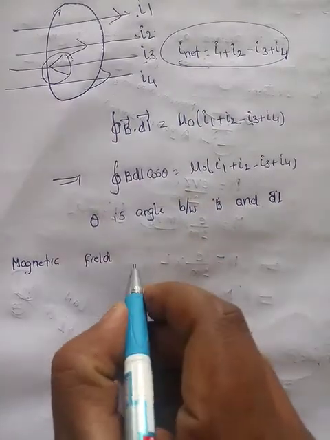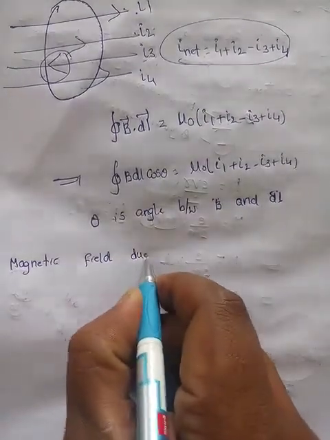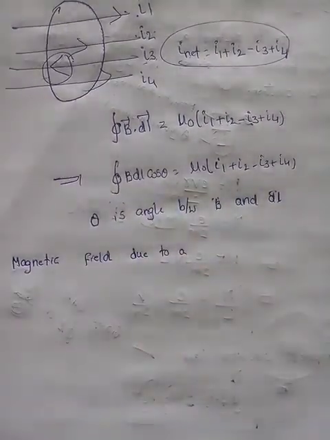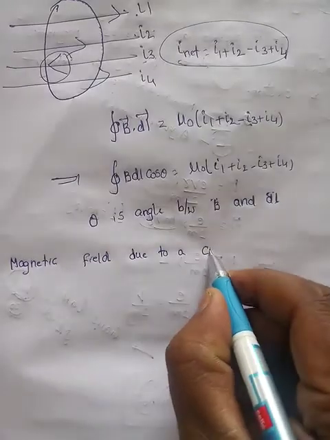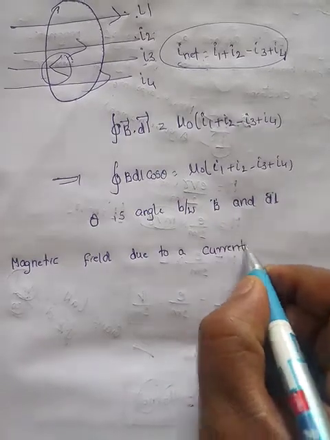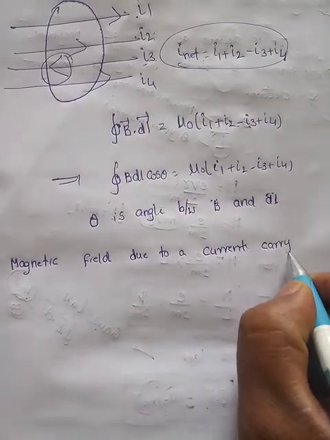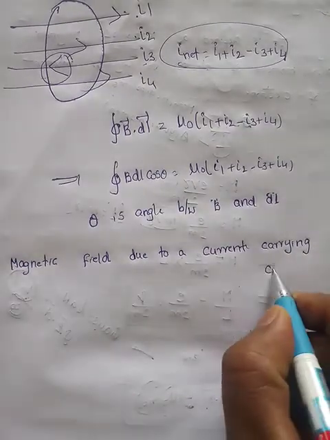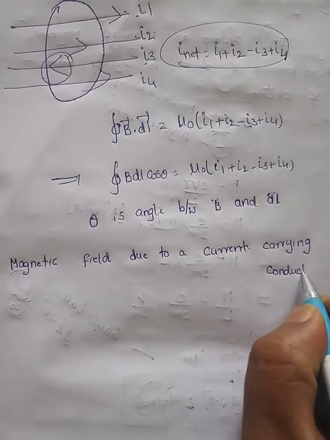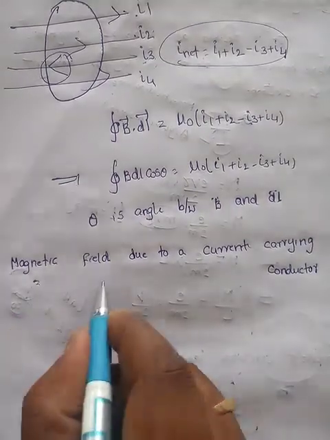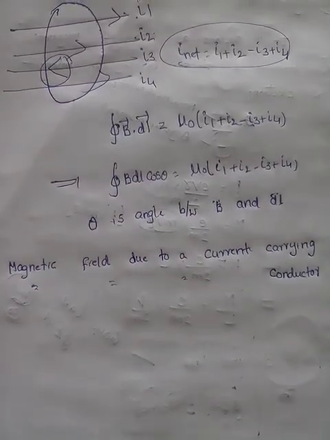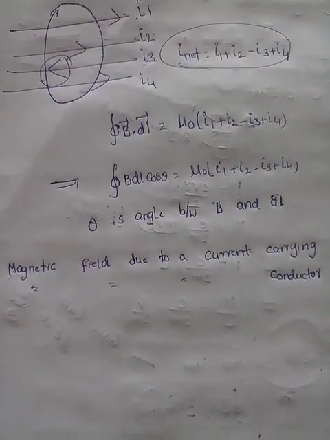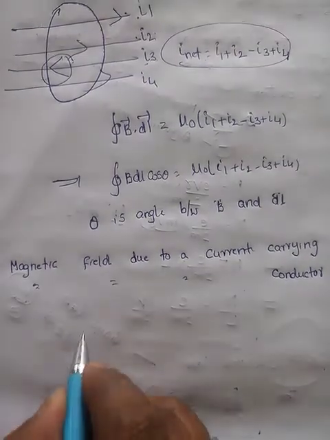Magnetic field due to a straight current carrying conductor. Okay. So, I am going to derive the expression for magnetic field due to a current carrying conductor by applying Ampere's circuital law.